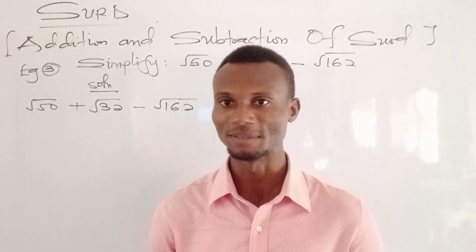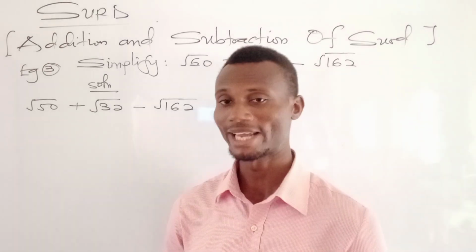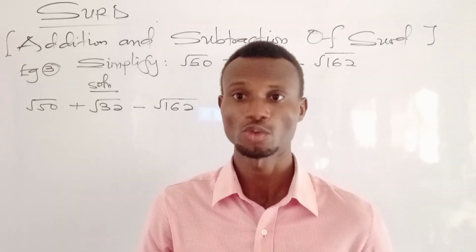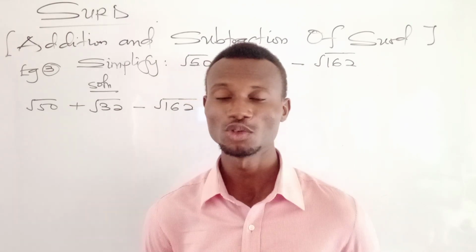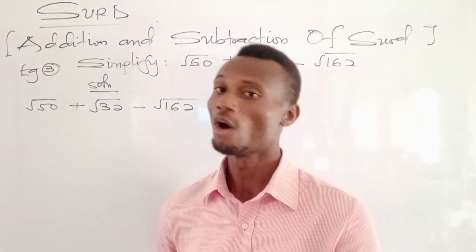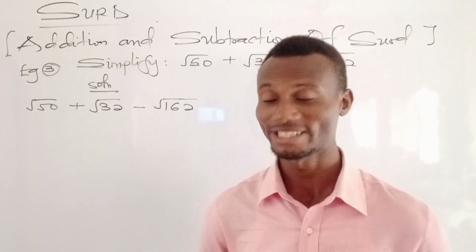I hope you agree with me. 2 times 25 gives the 50, and the 25 is a perfect square, so we can use 2 times 25. So in place of 50, we are going to write 2 times 25, or 25 times 2, which is the same thing. I hope the explanation is clear enough.